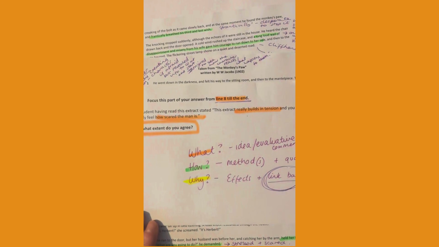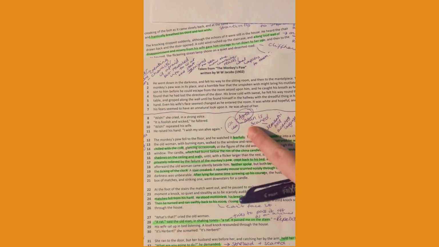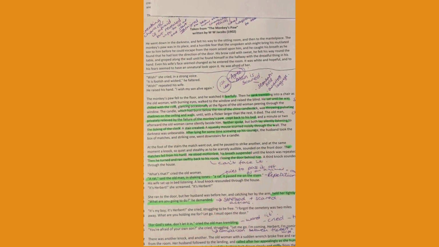Otherwise, your answer is not going to be very clear. For the purposes of this text, we are going to agree with it because I think we can all agree that the extract does build in tension and we can see how scared the man is. Okay, so once you've done one, you're then going to pick the rest of your ideas. And like I said, you need 4 of them.